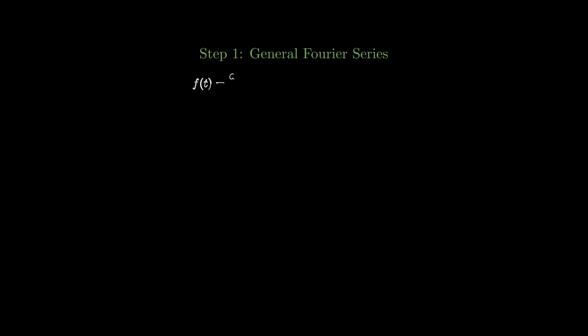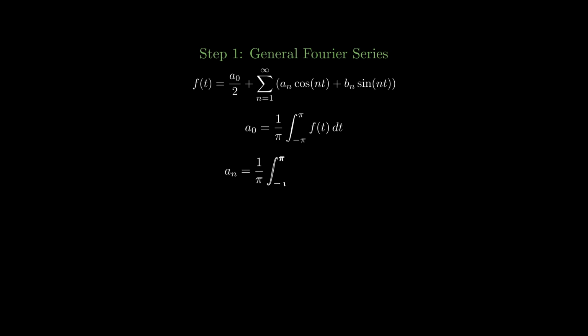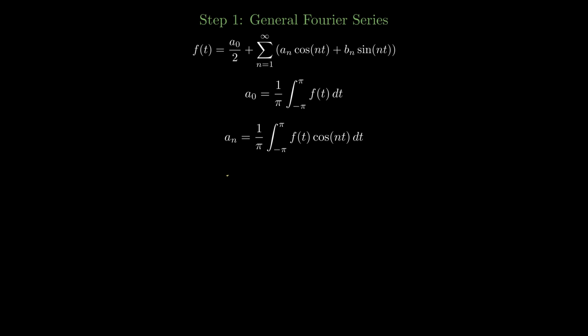The full Fourier series on minus pi to pi is written as a0 over 2 plus the sum of an cosine nt plus bn sine nt. The coefficient a0 is 1 over pi times the integral of f of t from minus pi to pi. An is 1 over pi times the integral of f of t cosine nt dt. Bn is 1 over pi times the integral of f of t sine nt dt.